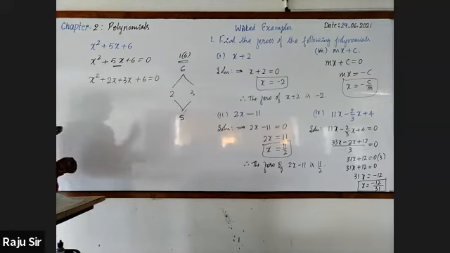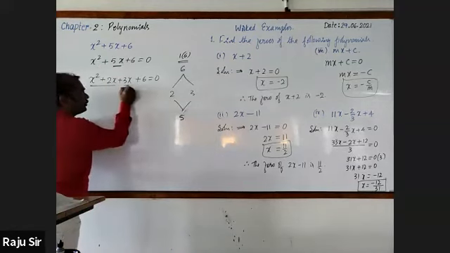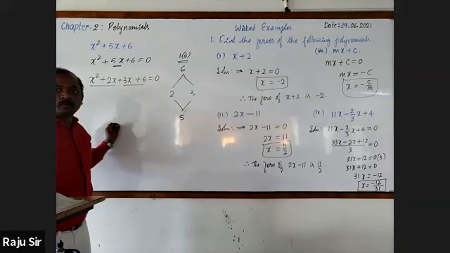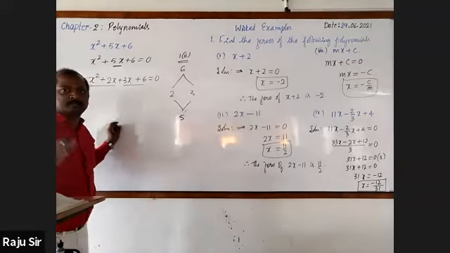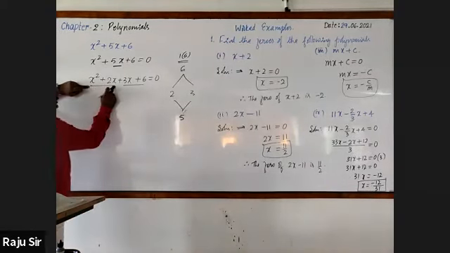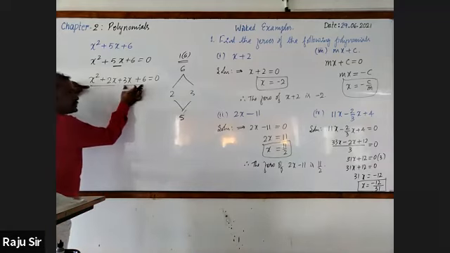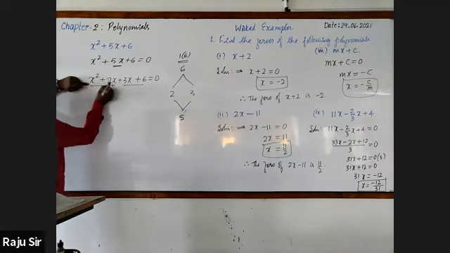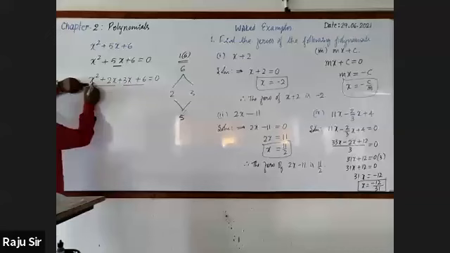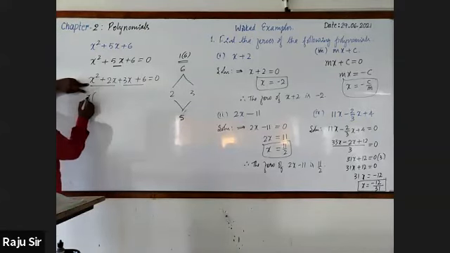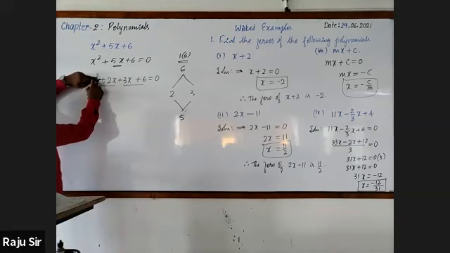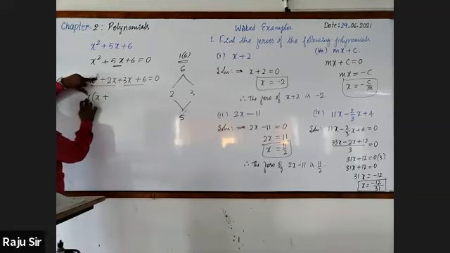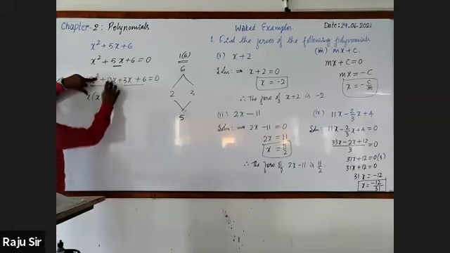Next, you make groups by taking two terms. Regrouping: you take the first 2 terms and the next 2 terms. In the first 2 terms, what is the common factor? x. Taking x common, x into x square, plus 2, x into 2 is 2x.